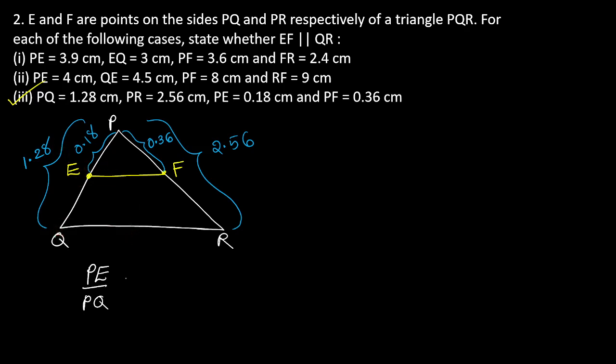So let me complete the solution. Then only please ask doubts. PE is 0.18, divided by PQ is 1.28. Okay, I hope you have understood.